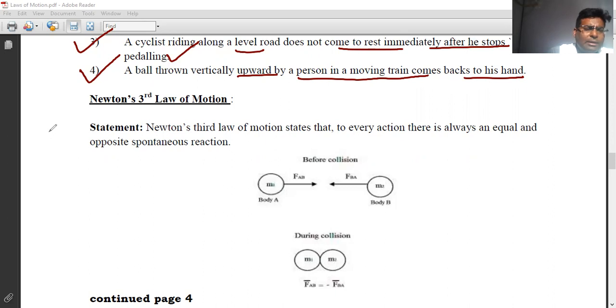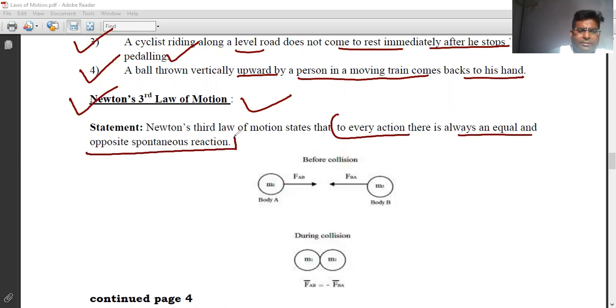Okay. Next is our Newton's third law of motion. Before this we have studied Newton's first law. Now this one is the third law. So look at the third law of motion. It states that to every action there is always an equal and opposite reaction.